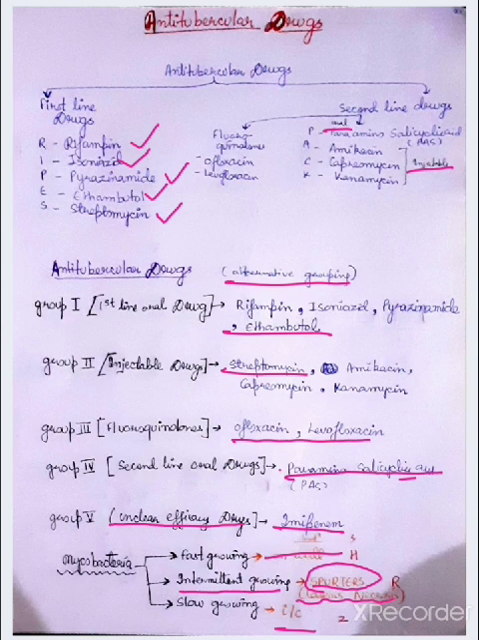For fast growing, the treatment is H, meaning isoniazid. For intermittent growing, the treatment is R, which means rifampicin. For slow growing, the treatment is Z, which means pyrazinamide.